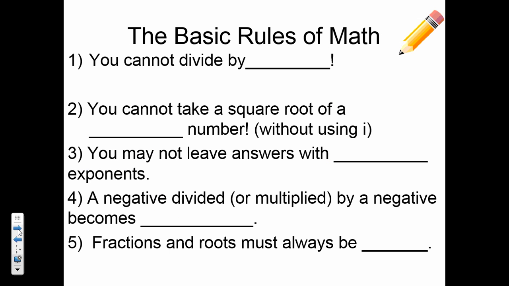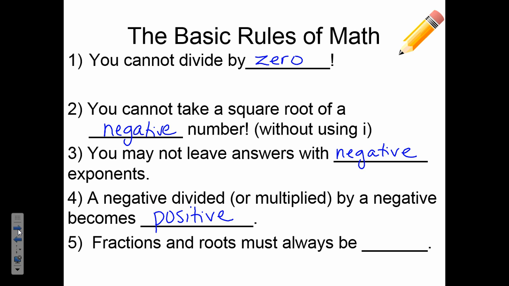And this brings up a big idea. The basic rules of math, you guys. You cannot divide by 0. Okay, you cannot take a square root of a negative number. You may not leave answers with negative exponents. A negative divided or multiplied by a negative becomes positive. And fractions and roots must always be simplified.